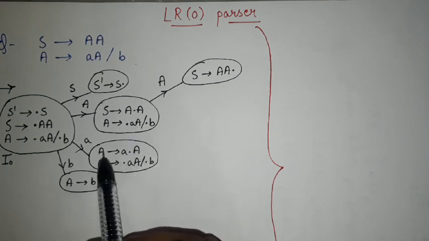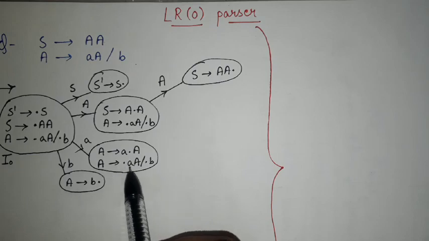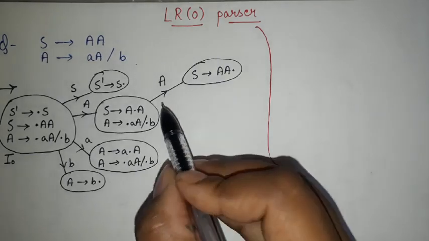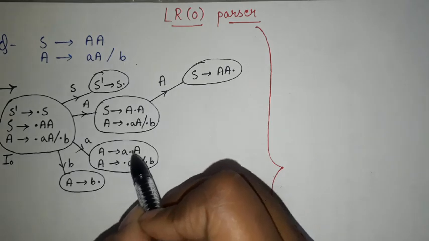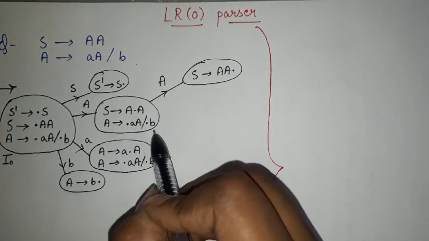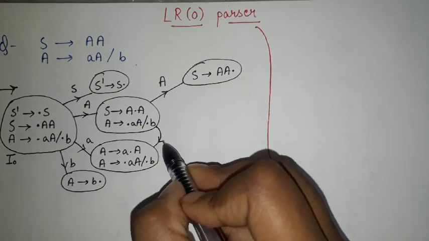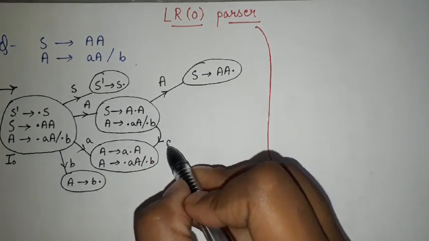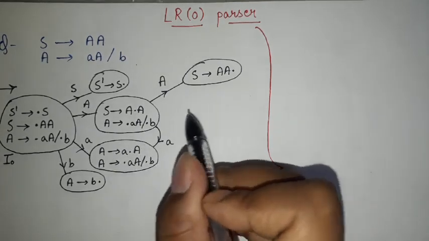This is the same one. A gives small a dot capital A, and for capital A again I have to write A gives dot A or dot B. So I can write again one more state, but if this state is already available, we will just do the transaction from this state to that state. That means if I parse small a in this state, I will get the same state. So we don't need to write this state again.